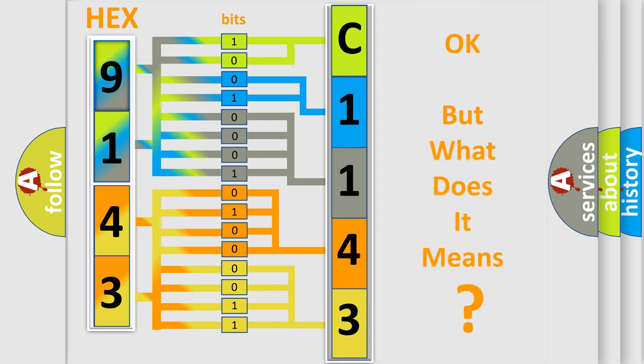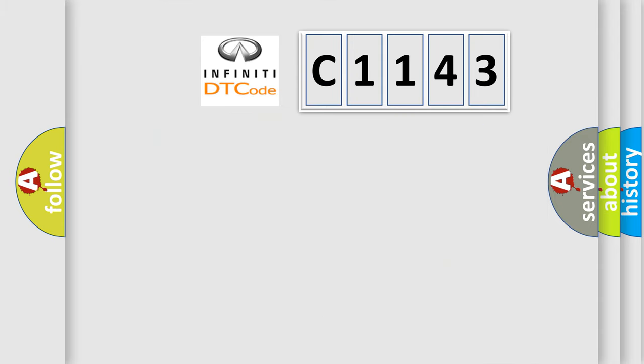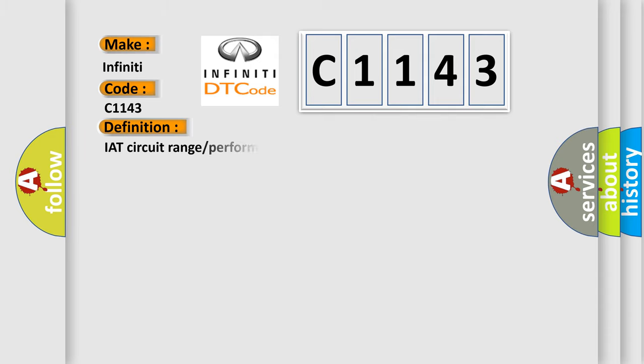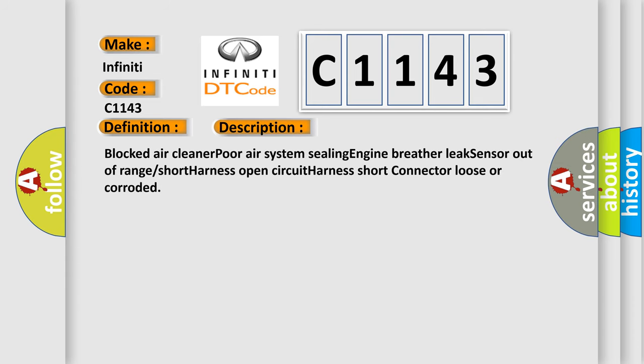The number itself does not make sense to us if we cannot assign information to what it actually expresses. So, what does the diagnostic trouble code C1143 mean specifically for Infiniti? The basic definition is IAT circuit range or performance problem. And now this is a short description of this DTC code: blocked air cleaner, poor air system sealing, engine breather leak, sensor out of range, short harness, open circuit harness, short connector, loose or corroded connector.